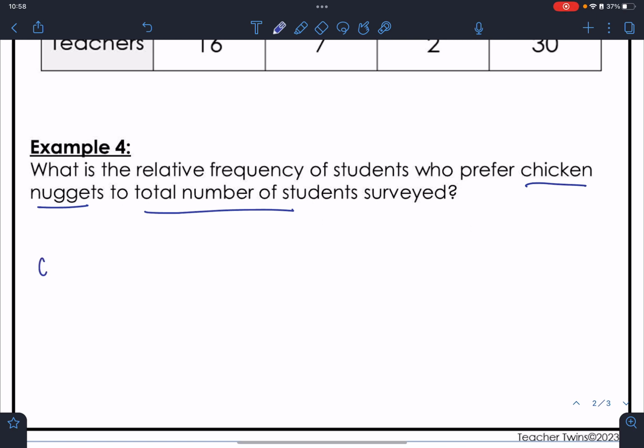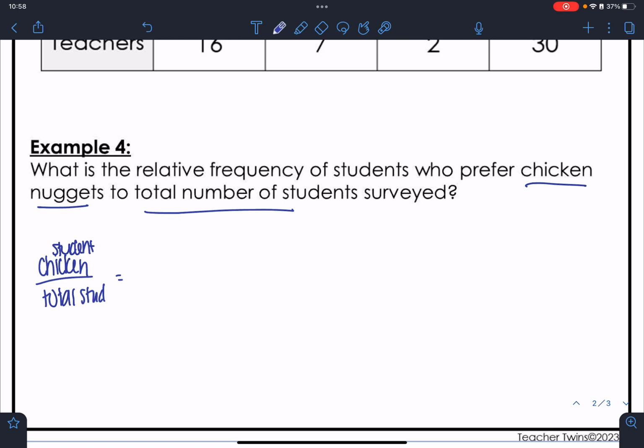Chicken nuggets. Okay, yeah, so chicken. So we're going to say students who like chicken, right? We want to be specific there, over total students. So again, that's going to be my fraction. Whatever is listed first goes on top. The second thing that's listed, or whatever comes after the word "to," goes on the bottom.